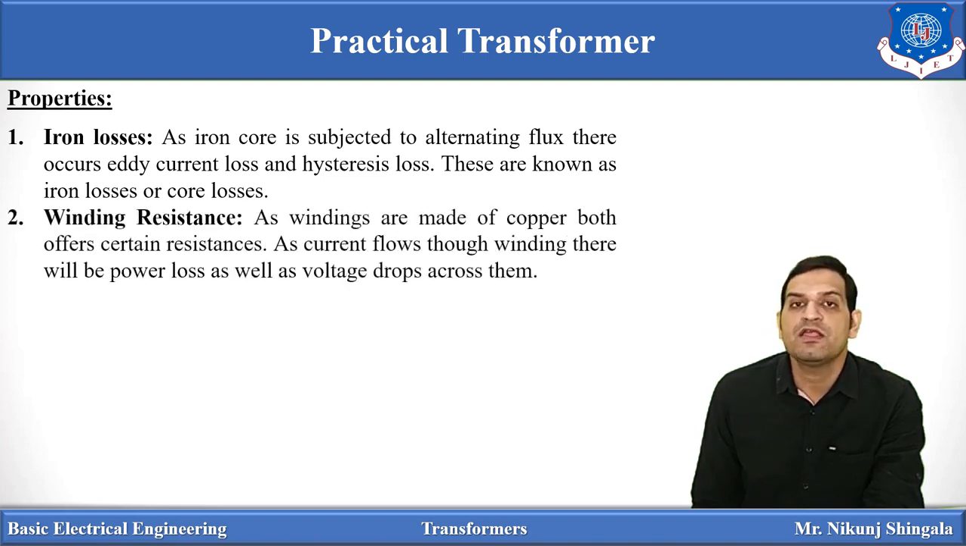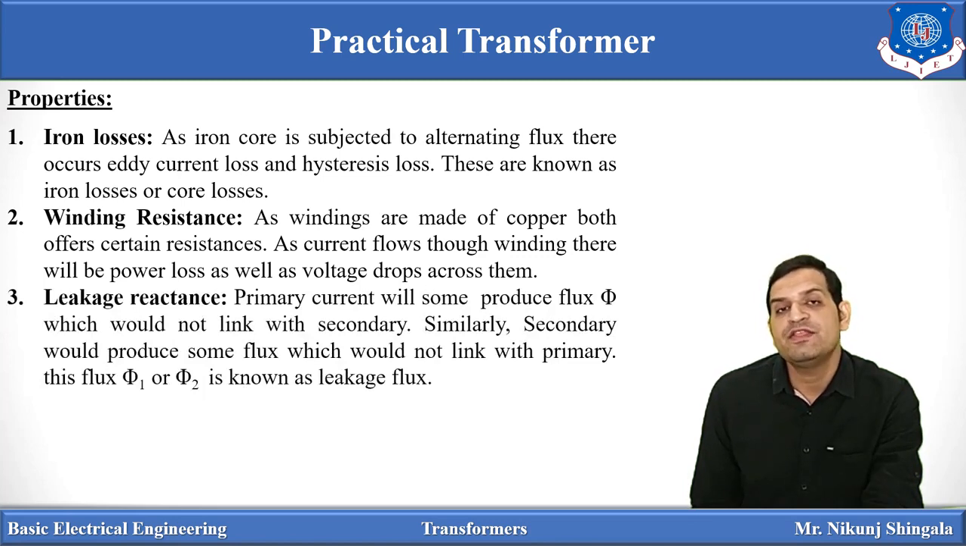Then winding resistance will always be present, because the primary and secondary windings are made of copper or aluminum. In the ideal transformer, we assume that winding resistance is 0, but in actual practice, winding resistance is there. As current flows through the winding, there will be a power loss as well as a voltage drop across them. So in a practical transformer, V1 and E1 will not be equal, and the same goes for V2 and E2.